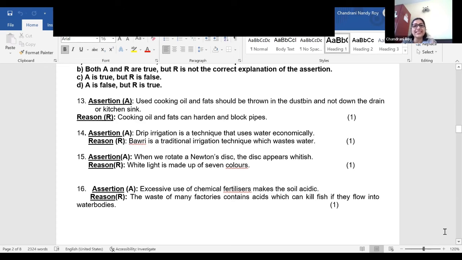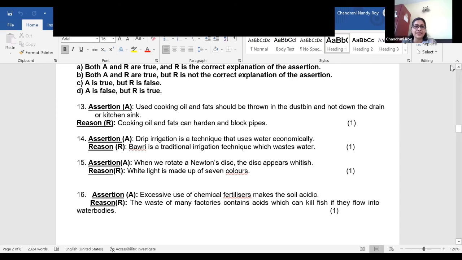Because very often they get confused with the A and B. Both are true, they can understand, but whether R is explaining A or not is where they get totally confused. So the options A and B, we have to give them a lot of practice for assertion reason. Because this format is definitely there in the board. So let us give them a lot of practice.